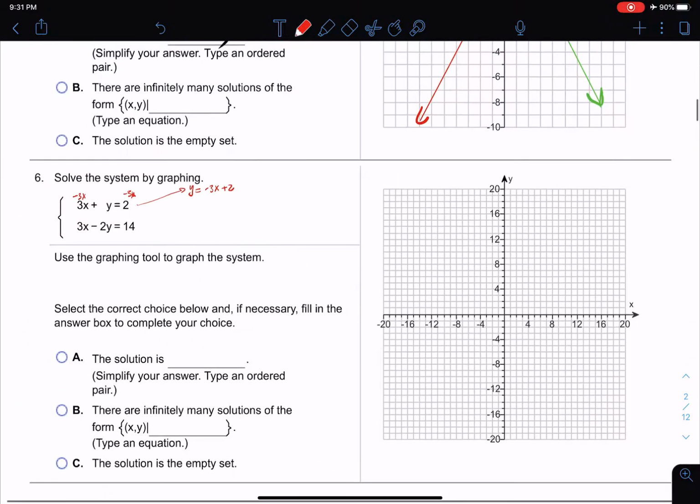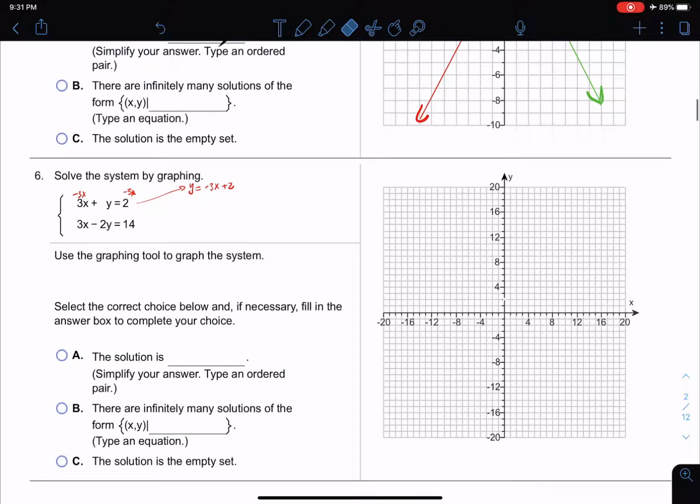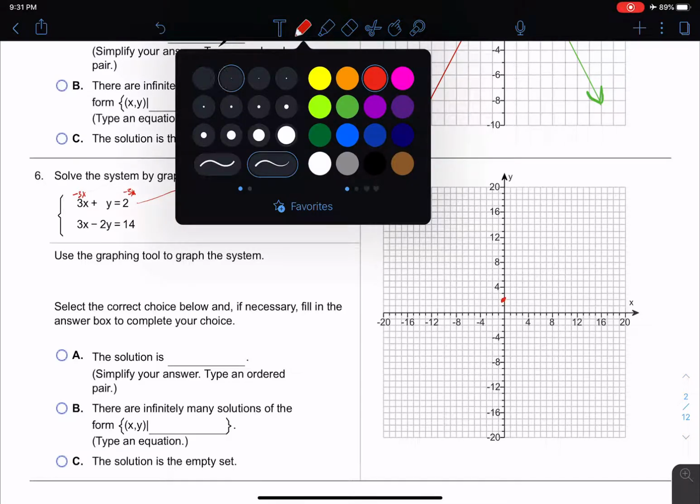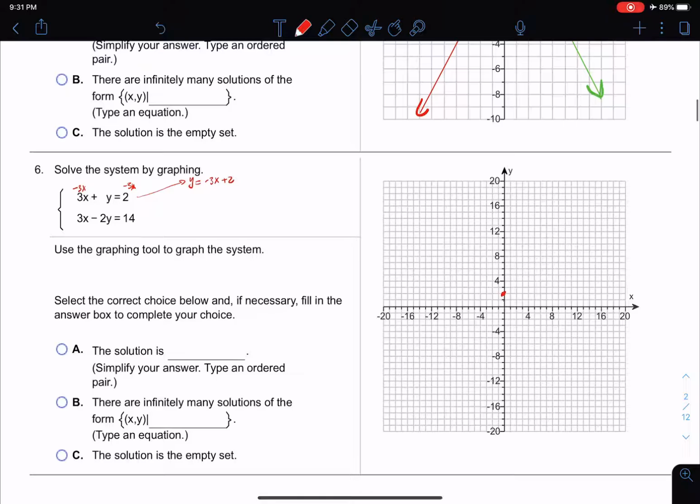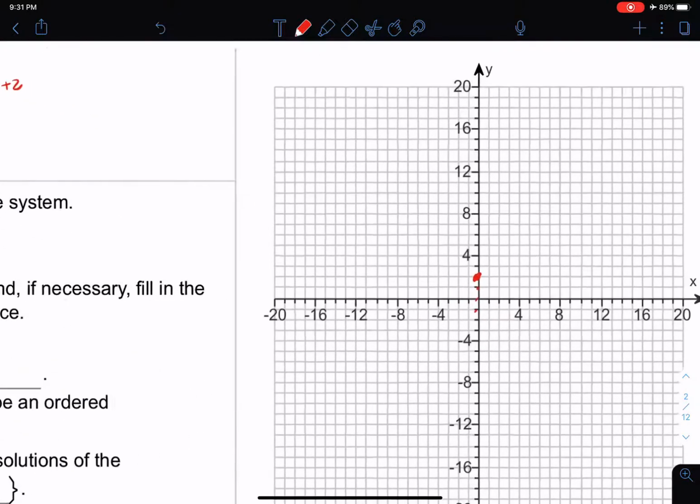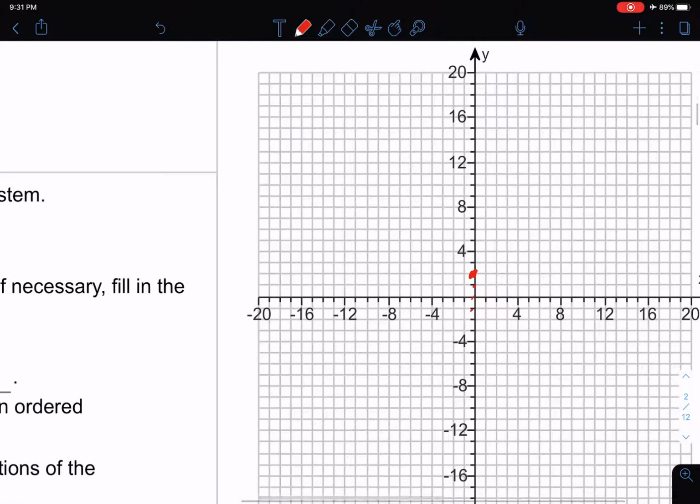And I could better zoom back. So my y-intercept is 2, so I go up to 2. Put a little dot there. Let's make this a little bit of a bigger line. Then the slope is negative 3, so that means go down 1, 2, 3 and right 1. Down 1, 2, 3 and right 1 again.